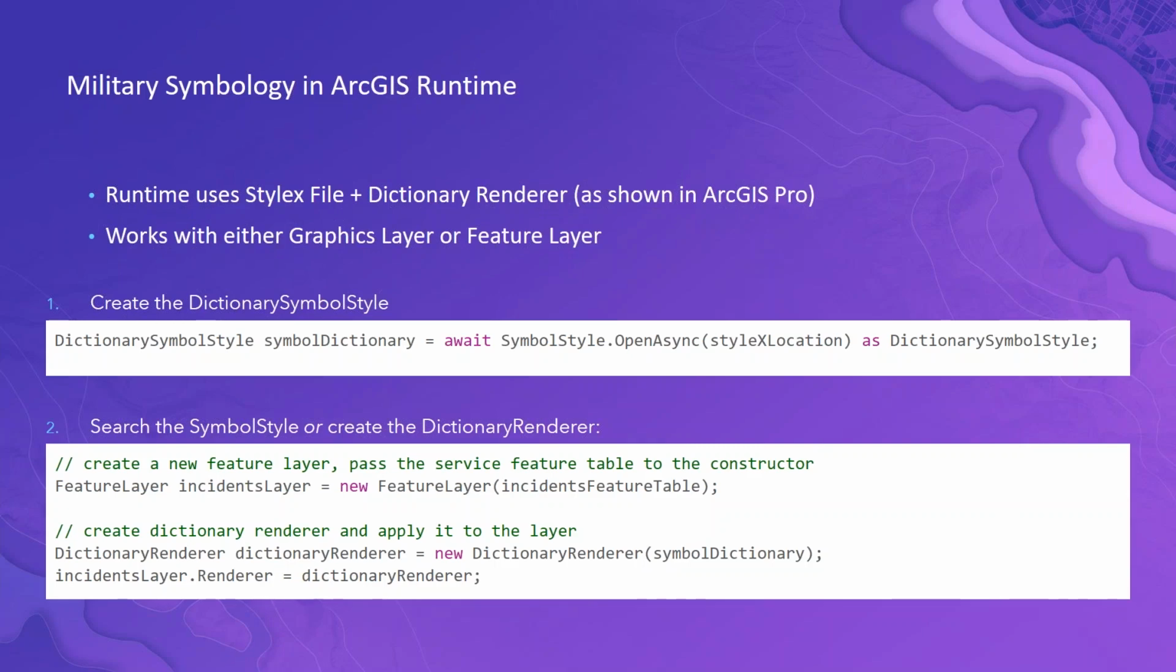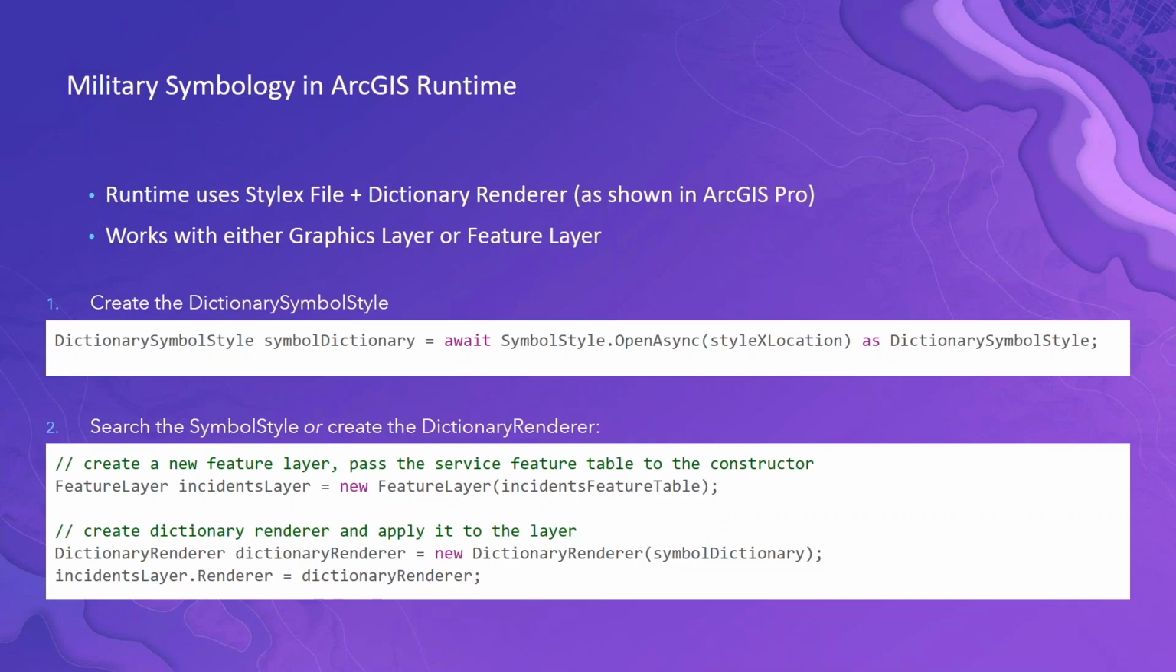The ways that you do this are to first create a dictionary symbol style. So you do that, you point to the StyleX location on disk, and then you can just use that style file if you want. If you want to just search the style, you can do that, and you can get back a symbol. But if you actually want to apply a renderer on a graphics or feature layer, then you can create a dictionary renderer as well.